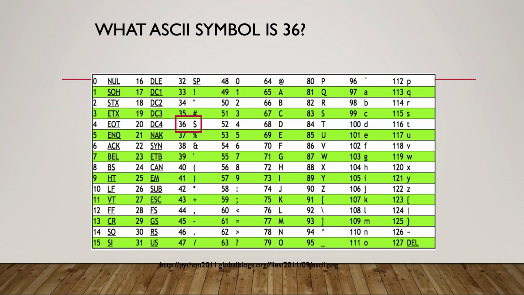If you find out the Bender's apartment code in decimal, you should get 36, and 36 in the ASCII chart is equal to the $ sign that represents the Bender's character in the movie.